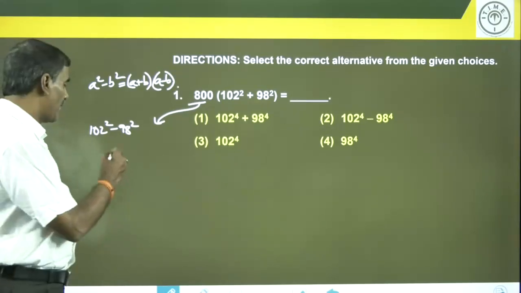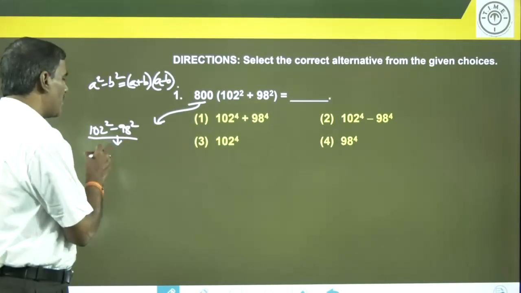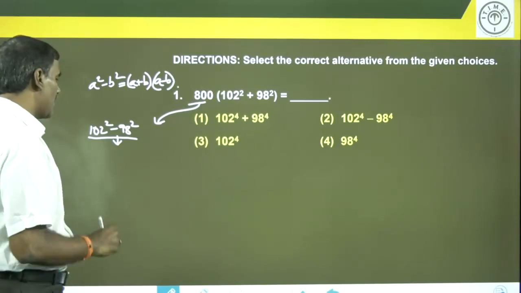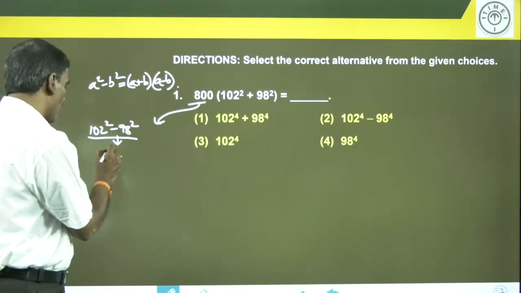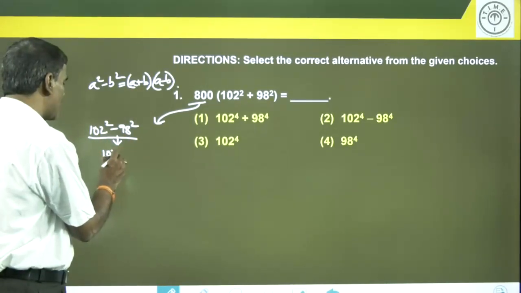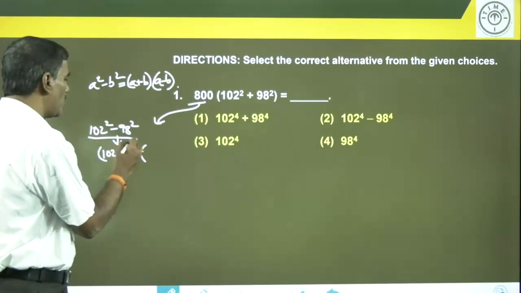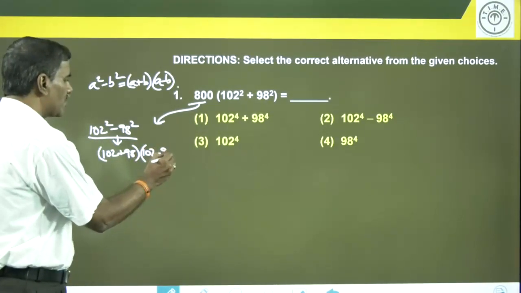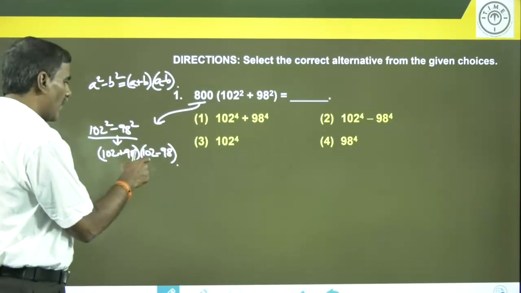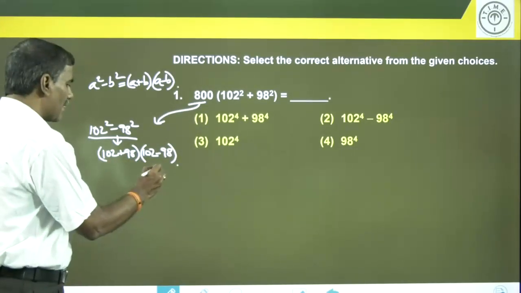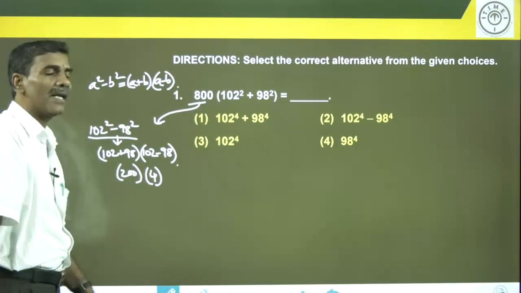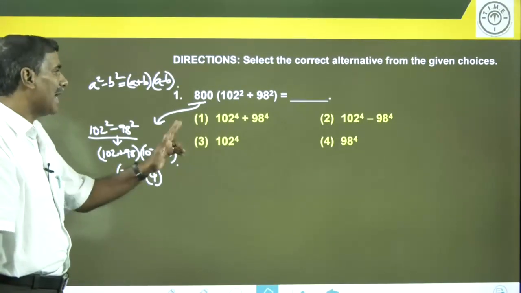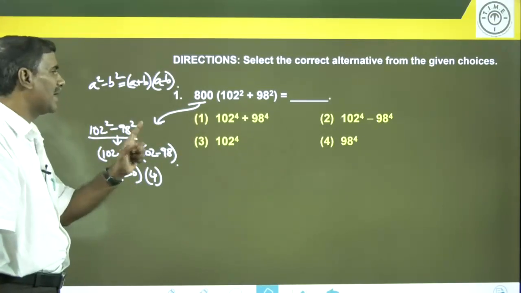Writing it as a plus b into a minus b, in place of a we have 102, and in place of b we have 98. So a plus b will become 102 plus 98, and a minus b we can write as 102 minus 98. Basically 102 minus 98 will be 4, and 102 plus 98 will be 200. So 200 into 4 is nothing but 800, or not? That means 800 can be written as 102 square minus 98 square.